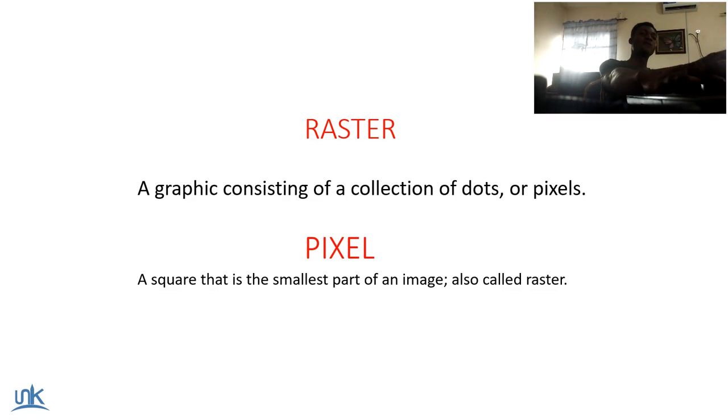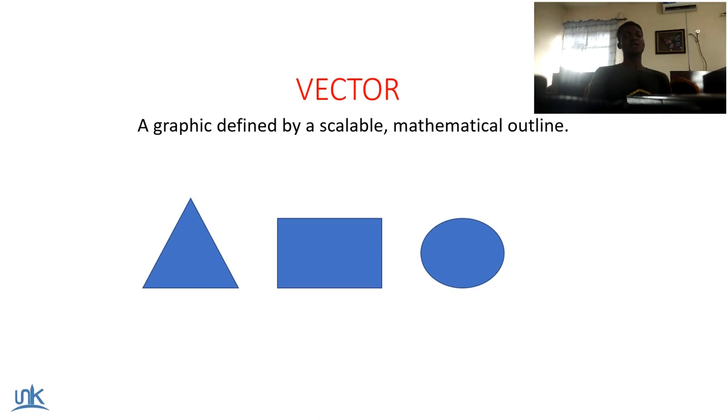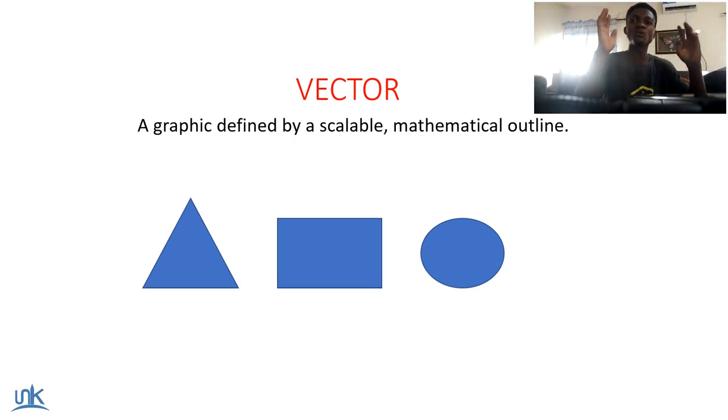And vector is defined by a scalable mathematical outline, something that you can resize to make very big without losing quality. It's still very sharp, it's still very bright. You can bend, you can curve, you can change the color, you can change the way it looks, you can twist it, distort it. That's vector. It is a scalable object that you can scale very big without losing quality.